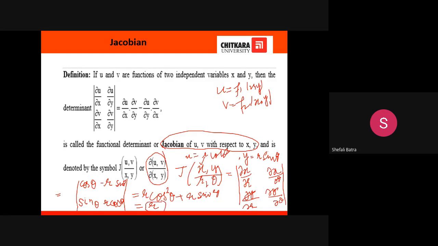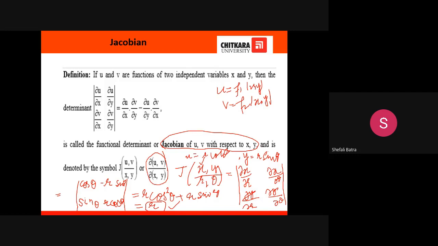You will use it many times when we will be doing multiple integrals. When we convert Cartesian coordinates into polar coordinates, you will remember it. What is the value of Jacobian? When we convert Cartesian coordinates into polar coordinates, the value of Jacobian would be r. Remember it, learn it, cram it. Okay, because you have evaluated it. Whenever we change Cartesian coordinates into polar coordinates, the value of Jacobian would be r.